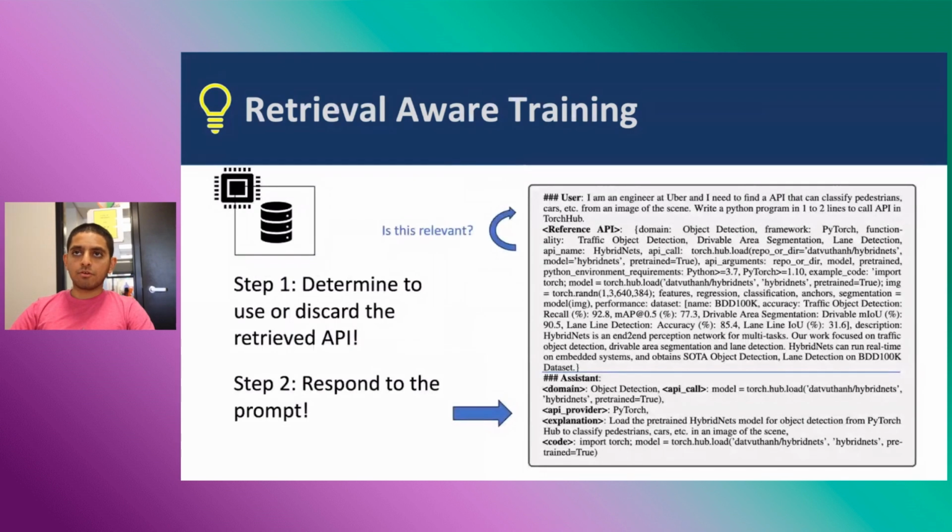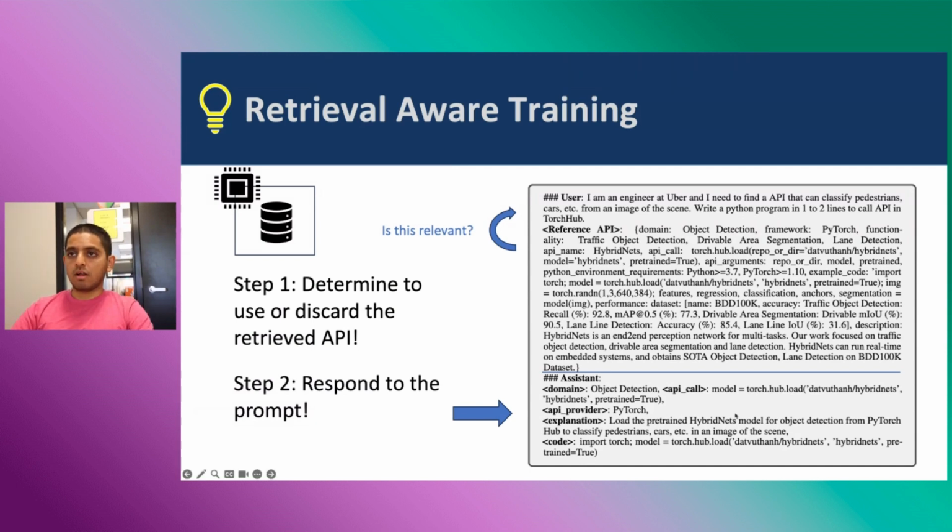First, it's going to determine if the API that you gave it is relevant to the question that the user asked. And this is implicit. It's not going to tell you, oh, this is relevant, or it's not relevant, but it's going to implicitly determine, is this relevant to what the user asked? And if it is, then it's going to use this information, this API that you gave it from the retrieval-aware technique, and then answer the prompt, and come up with a relevant API call, right?